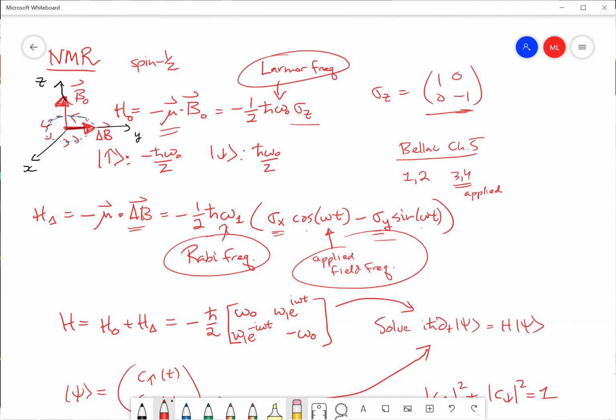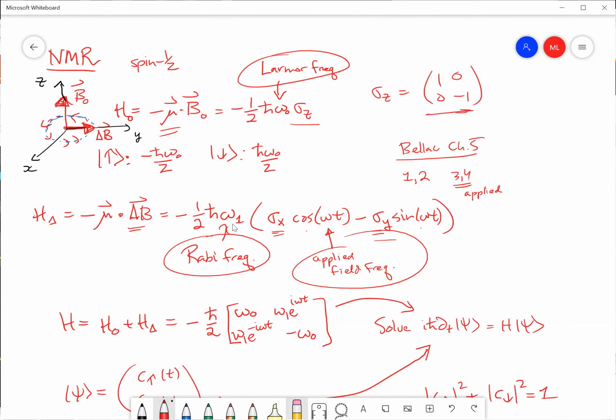That's the B naught, and then we're applying an oscillating field in the xy plane, the perpendicular plane. It's sort of spinning around with some applied frequency. We know that in a static field, the spin will precess around that applied static field with a characteristic frequency that has to do with the gyromagnetic ratio and the magnitude of the B field. But it's got some precession frequency. That's the Larmor frequency.